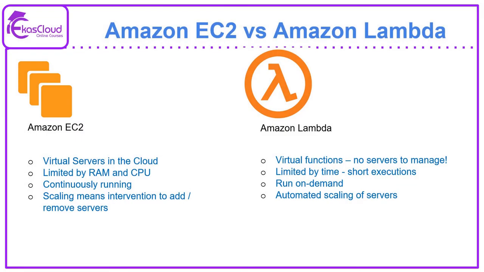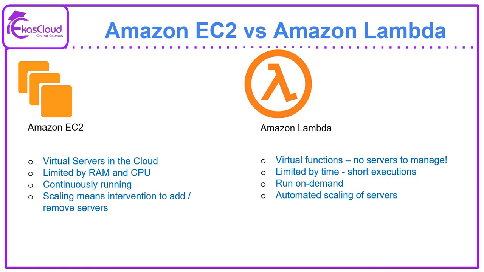To compare EC2 with Lambda, EC2 consumes resources, as you know. So you've got virtual servers that will be deployed in the cloud, but for Amazon Lambda, you have no servers to manage at all. All you need is a customized function, which will be a virtual function. In terms of resource usage, for EC2 you've got limitations on your RAM and CPU, but for Lambda, you're only limited by time. It's got a short execution time frame.